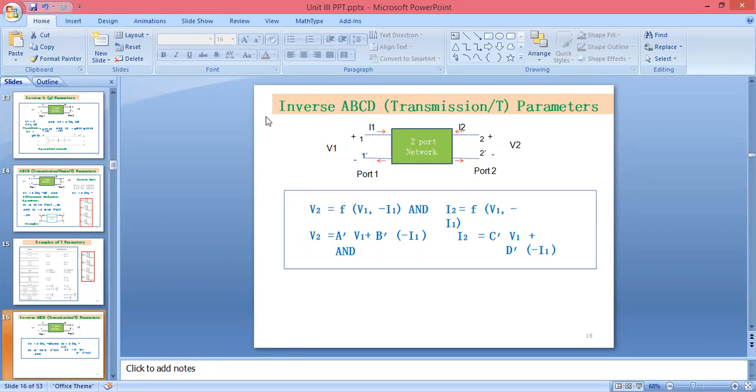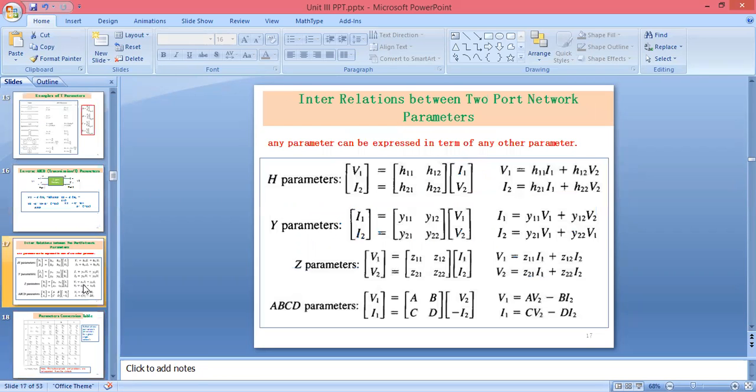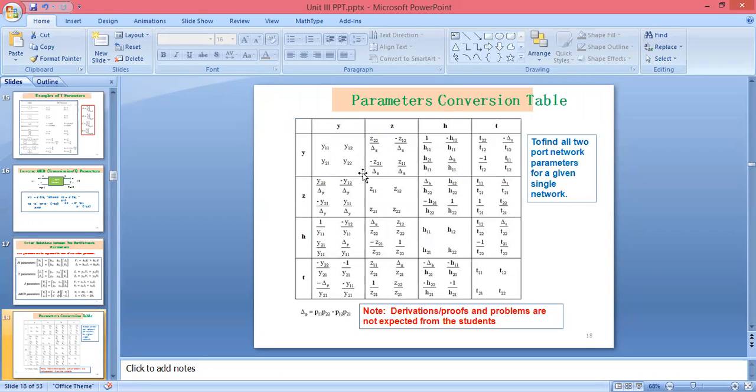We can convert any transmission parameter, ABCD parameter, Y parameter, Z parameter into another. These are the expressions for all the parameters and we can express a parameter in any other parameter. We require only these equations and we can convert these equations as shown. And here the derivations will not be needed.